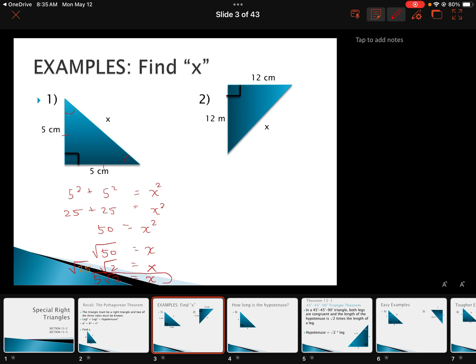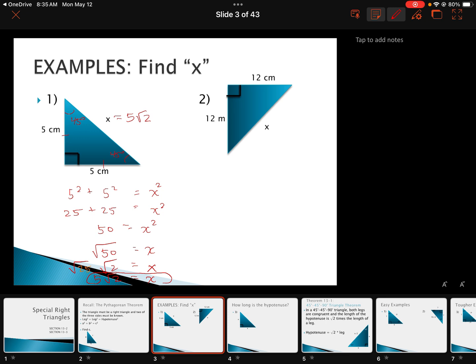Those are the skills we learned in our last section. So let's look at this example. If your legs are 5, then your hypotenuse is 5 times the square root of 2. Now, if those two angles are the same that we talked about in the beginning, then they're both 45. Hopefully you learned something there.